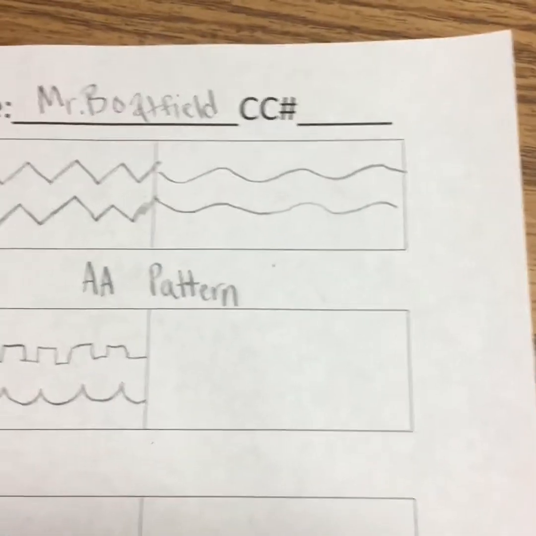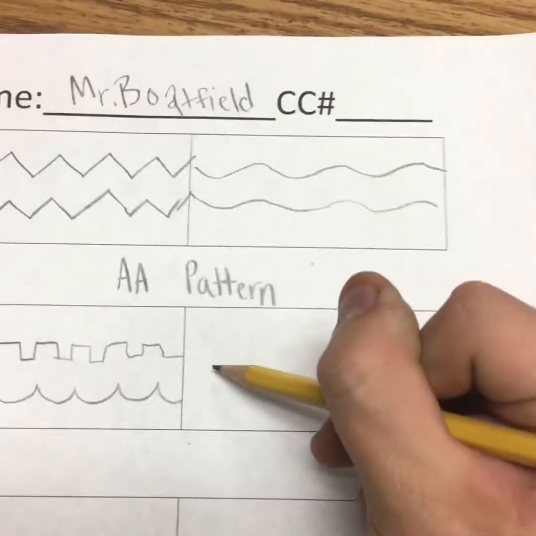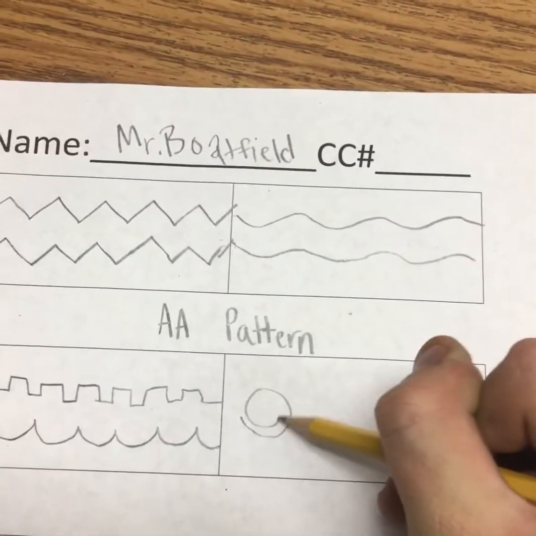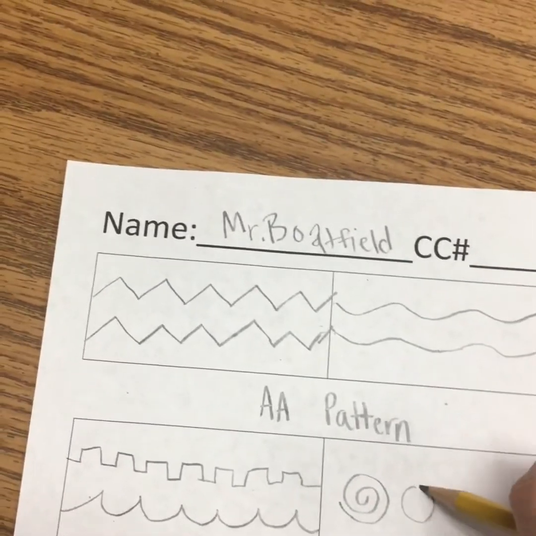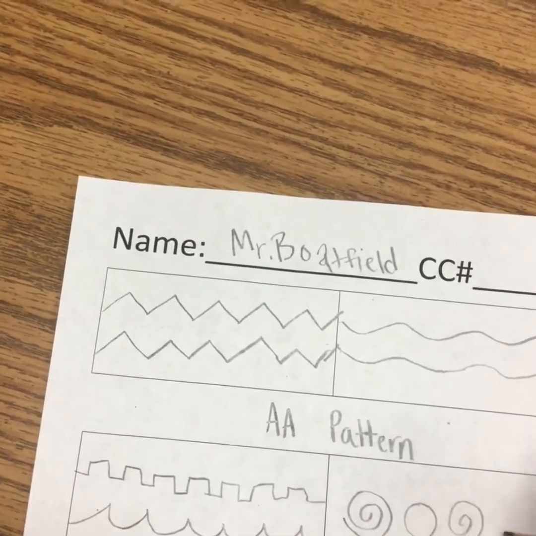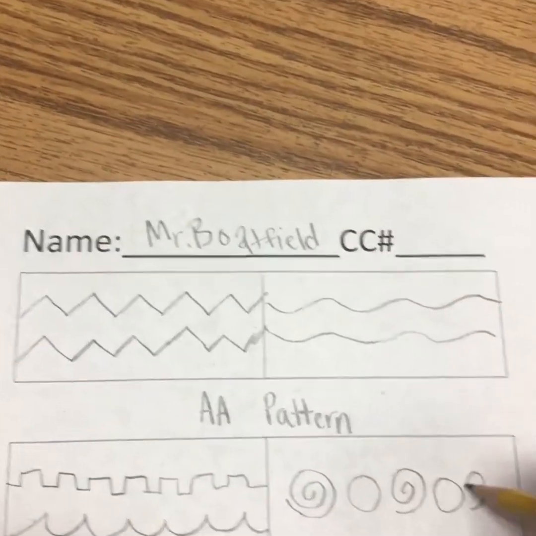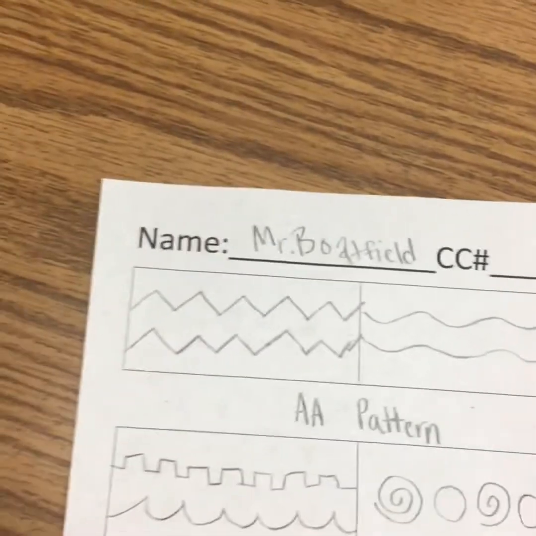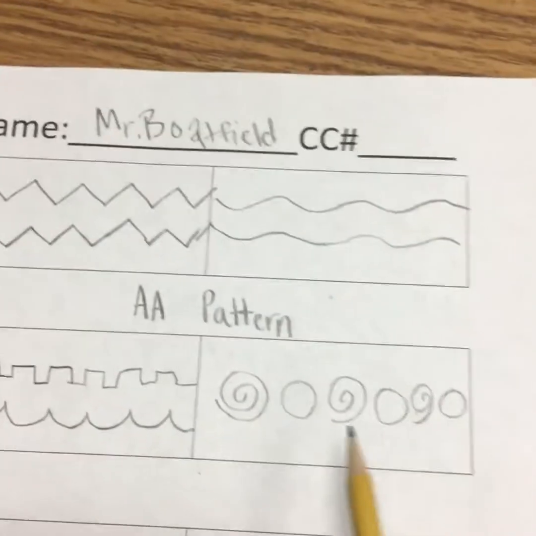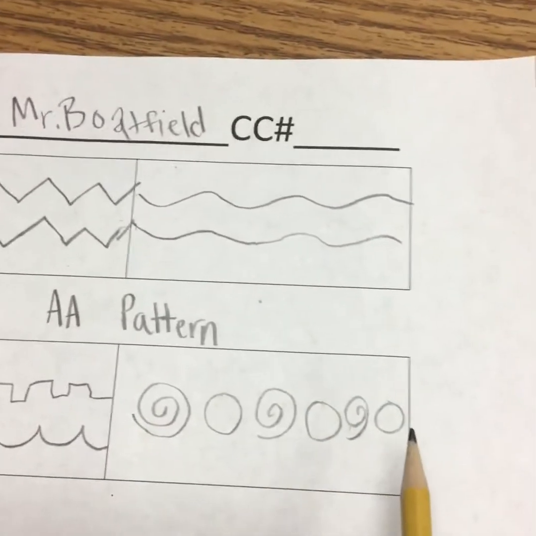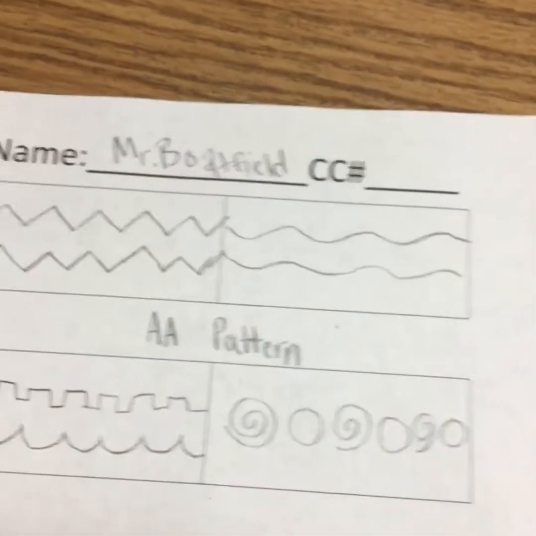Now let's do another one. This one's gonna be very different. We could also do a swirl. Some of you like to call it cinnamon roll, that's okay. Swirl, circle, swirl, circle, swirl, circle. So go ahead and do that pattern. Swirl, circle, swirl, circle. And notice that I didn't have enough room to fit all of it the right way, and that's okay.